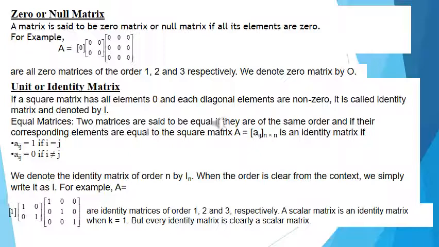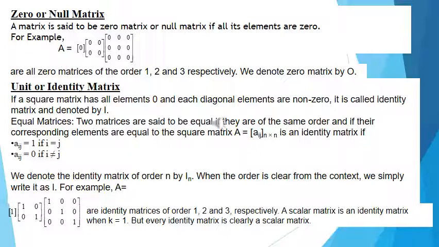Similarly, we go for a unit matrix or identity matrix. It is also a square matrix where all the elements in the diagonal are 1, and all the other elements other than the diagonal are 0. Aij = 1 when i equals j, and Aij = 0 when i is not equal to j. So non-diagonal elements will be 0 and diagonal elements will be 1.